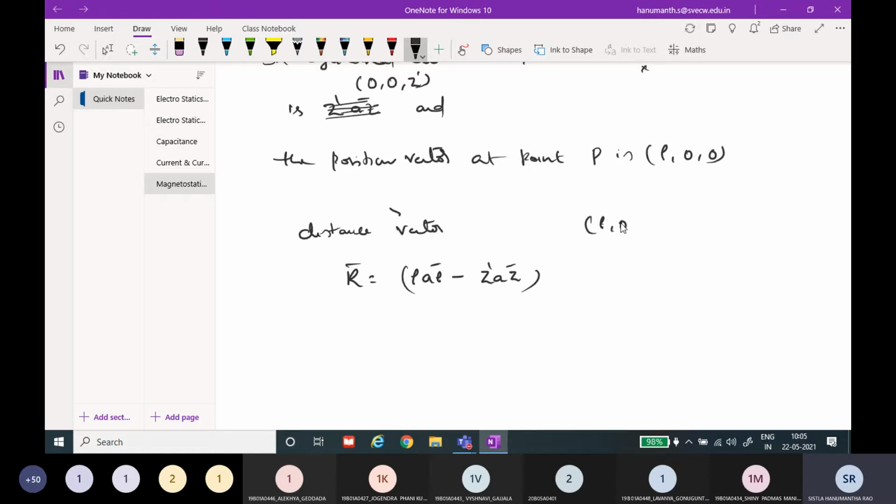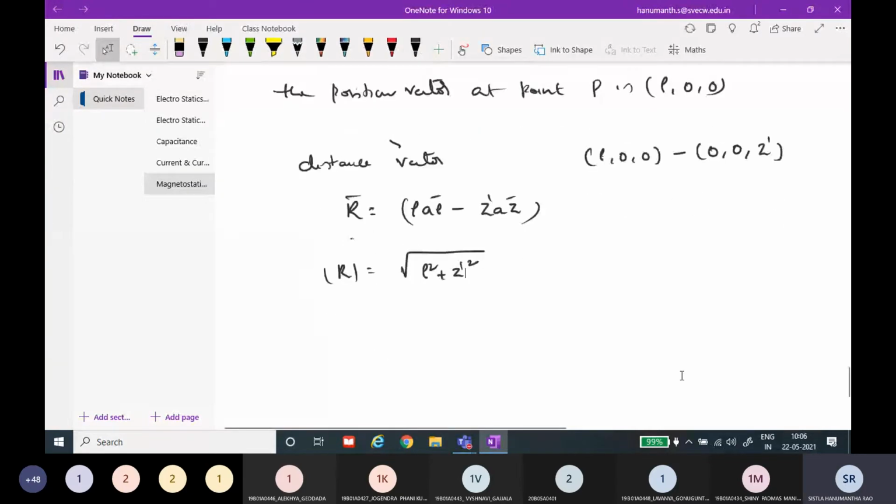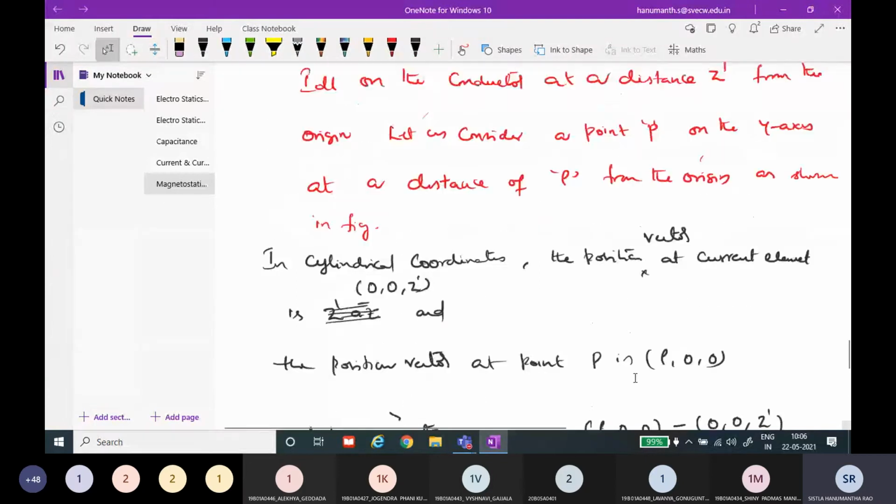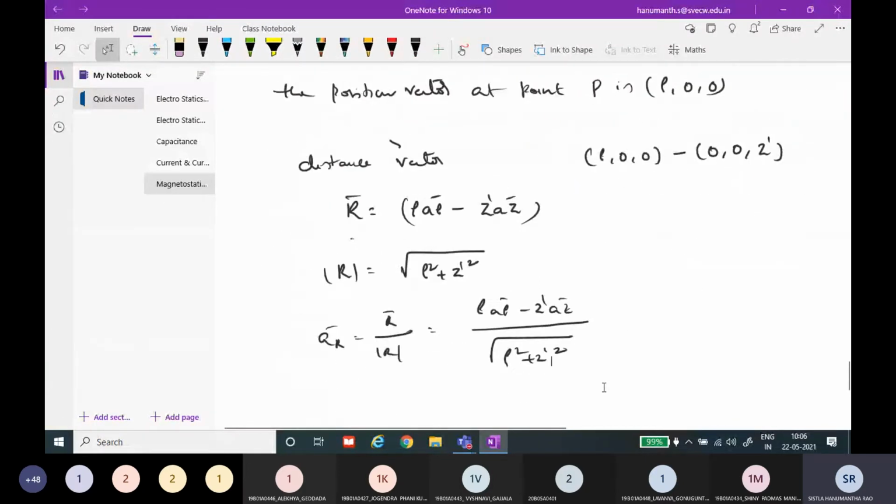Am I correct or not? What we represented: rho comma 0 comma 0 minus 0 comma 0 comma z prime, observation point minus source point, is represented as R bar. Therefore the magnitude of R is the square root of rho square plus z prime square. So a R bar, which means R bar by modulus of R, is rho a rho bar minus z prime az bar divided by the square root of rho square plus z prime square. Okay, clear? All these are already known to you from the third unit.